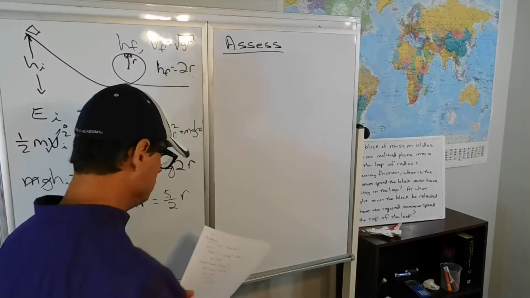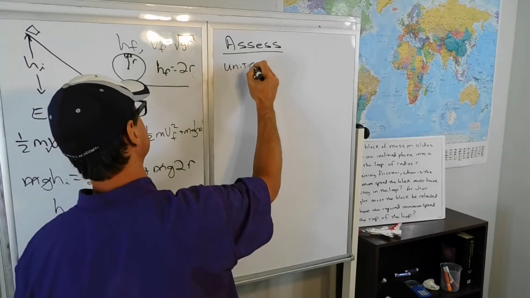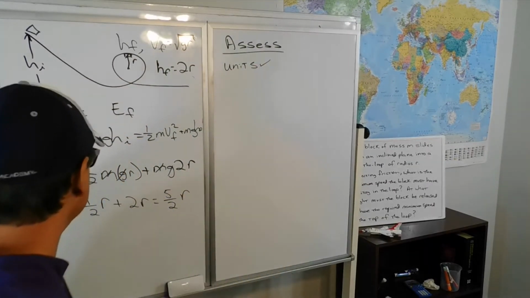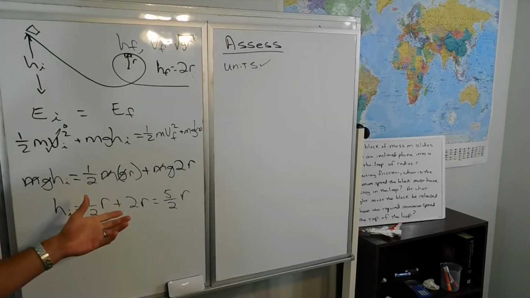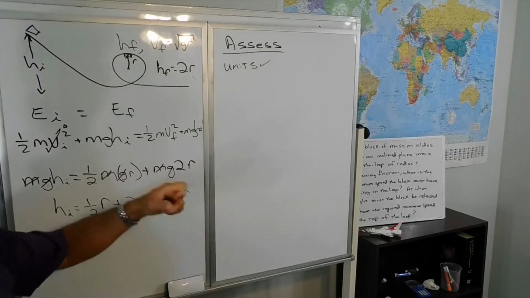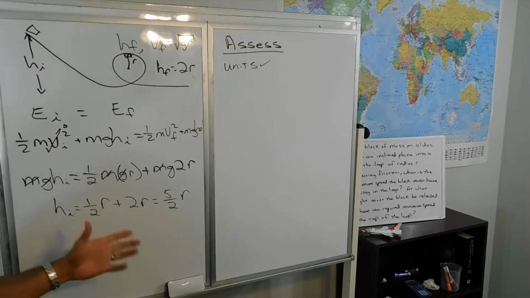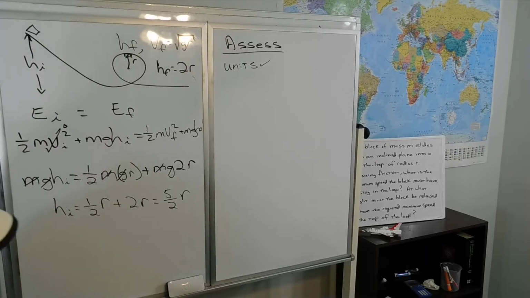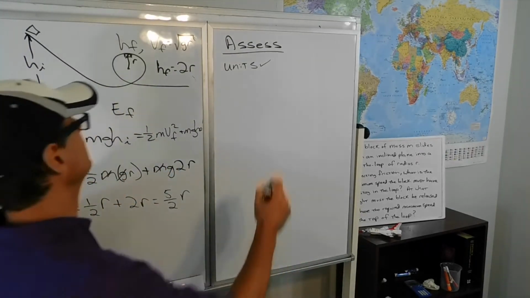All right, so now to assess, what about our units? Well, we took care along the way. Anything that would have buggered up our units canceled out. So height is going to have units of meters. The radius of the loop is going to have units of meters. So dimensionally, or from the point of view of units, our answer makes sense. What about the sign?